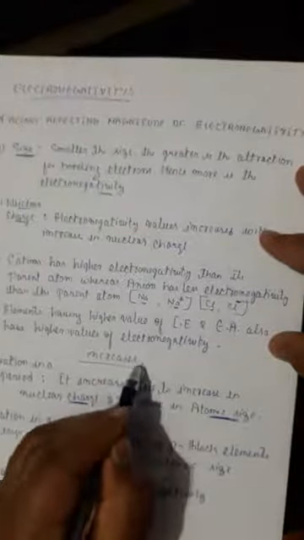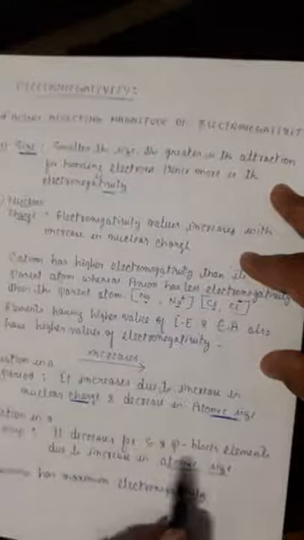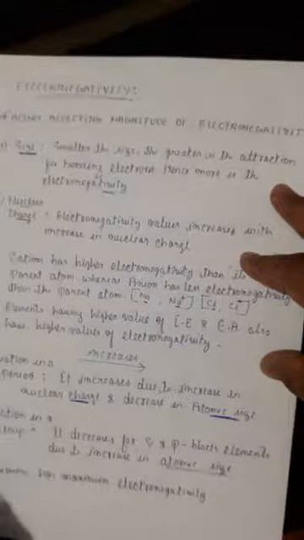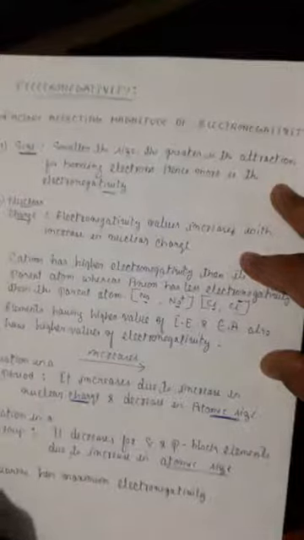Please remember. And when you move from top to bottom in the periodic table, it decreases for s and p block elements due to increase in atomic size. Why? Because their size increases. Why does the size increase? Because there is addition of successive shells, as a result of which their size becomes bigger. And you know, fluorine is the most electronegative element known.